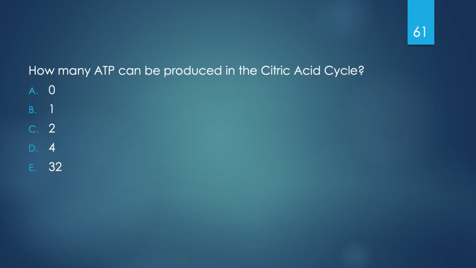Pop quiz time again. How many ATP can be produced in the citric acid cycle? A, 0; B, 1; C, 2; D, 4; or E, 32? I'm hoping right now that 100% of you listening have selected the correct answer, which is C, 2.